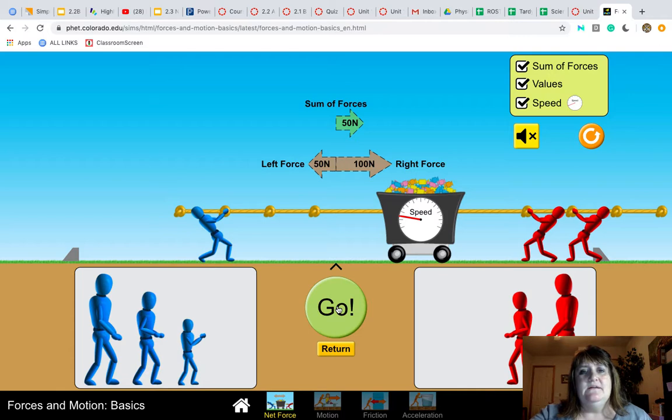What happened? Well, it sped up. It increased in speed because the net force was not 0. Therefore, it had some acceleration.